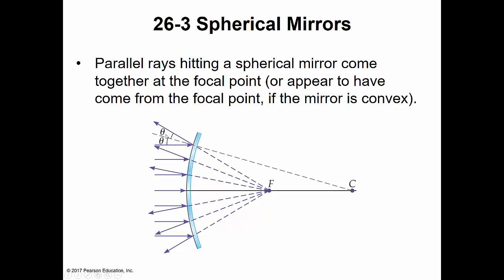I can dot back those reflected rays, and I can see that they do all converge on a single point, and that point is half of the radius of curvature, or the focal point. So by definition, a convex mirror diverges light away from the focal point of the spherical mirror. And remember that the focal point is always half the radius of curvature.